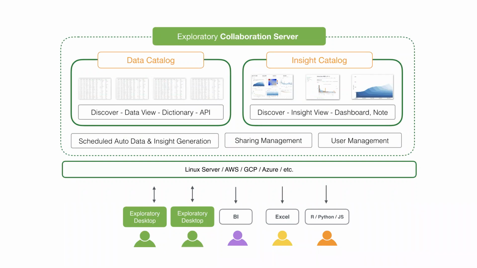Data catalog is where you can publish and share your data, and schedule it. And Insight Catalog is where you can publish a dashboard, note, slides, a chart, and so on. And then basically do the same thing: schedule, share, and then interact with.